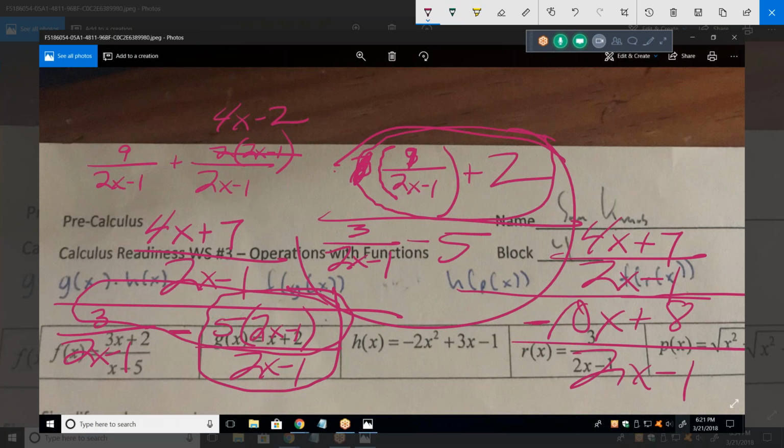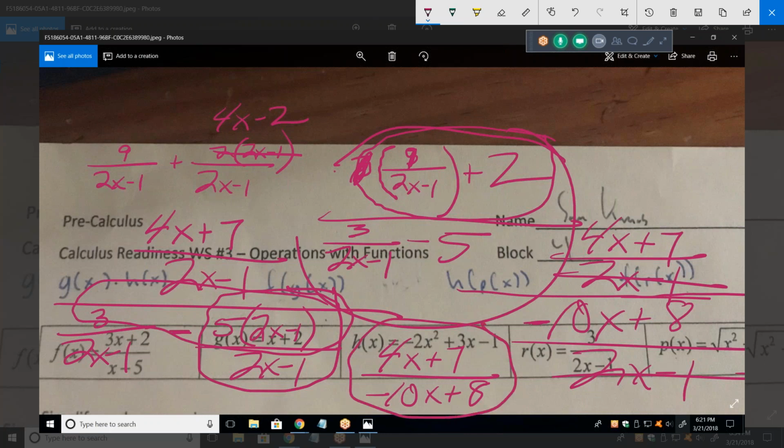And here's a little secret. If you have a fraction over a fraction and both denominators are the same, just cross them out. Giving you a final answer of 4x plus 7 over minus 10x plus 8. Can't simplify that at all.